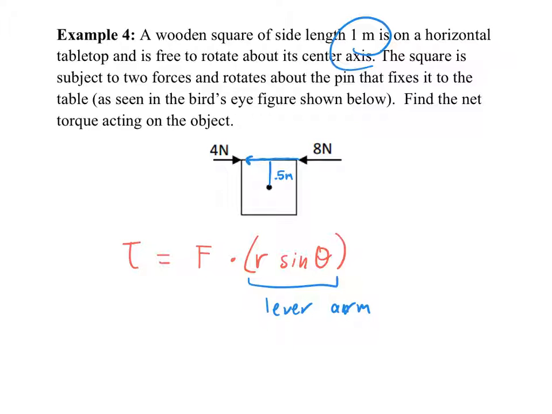So what I can do to figure out the torque from the 8 Newton force is use 8 newtons here and replace this entire thing with 0.5. I don't know the angle. I don't need to know the angle. I can recognize that this angle here is 90 degrees. So I can just use sine of 90, which is 1, and then multiply by 0.5. Or somebody in the other class said this, which was very, very intuitive.